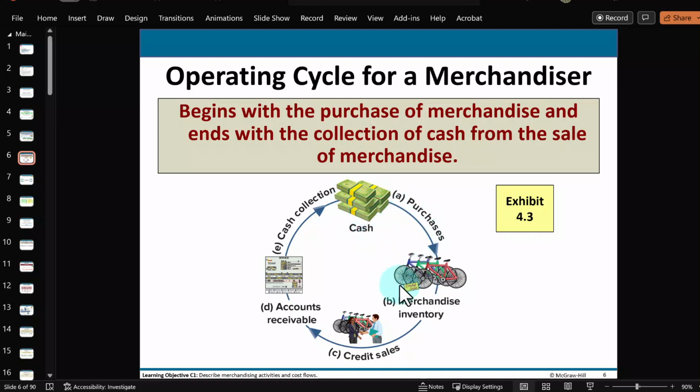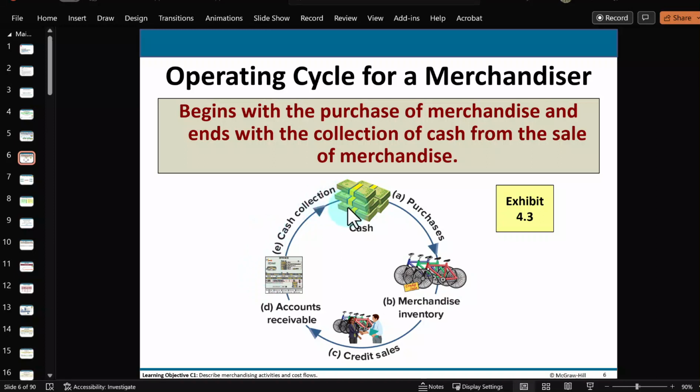But for many merchandising companies, they sell, but they only bill their customers, here called credit sales or sales on account. So here's the bill, creating an asset called accounts receivable. So now you're waiting and waiting, and hopefully you can collect the money right away. And here's the money coming in.